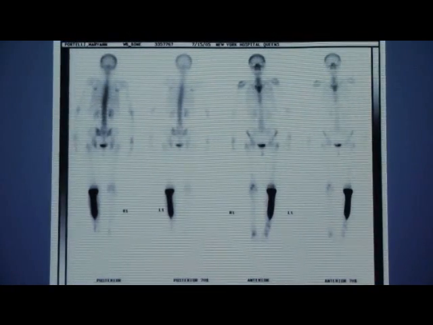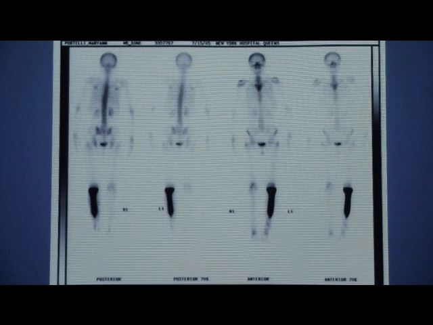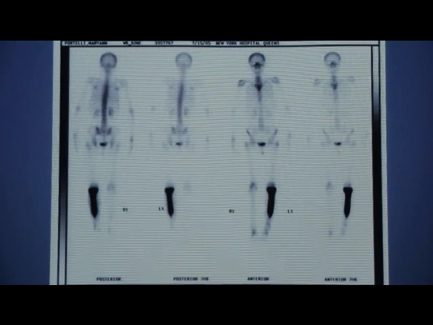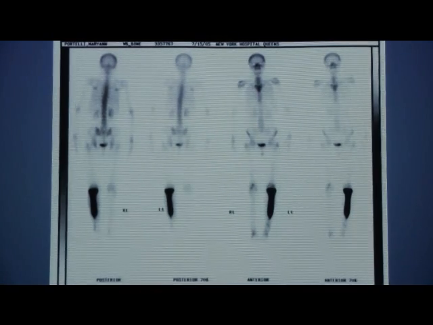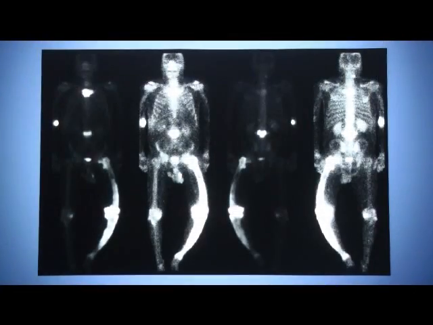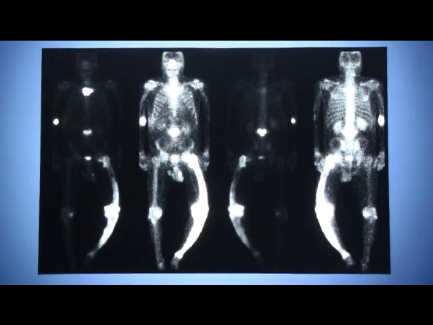In this bone scan, the dark region of the lower left leg shows signs of Paget's disease, which is a disease having to do with bone formation. Here is another bone scan showing Paget's disease in the leg. Can you tell which leg it is?